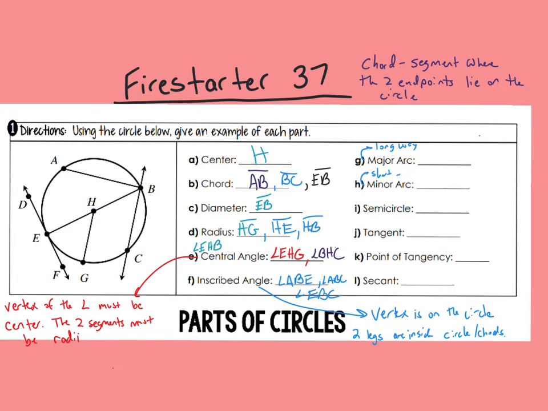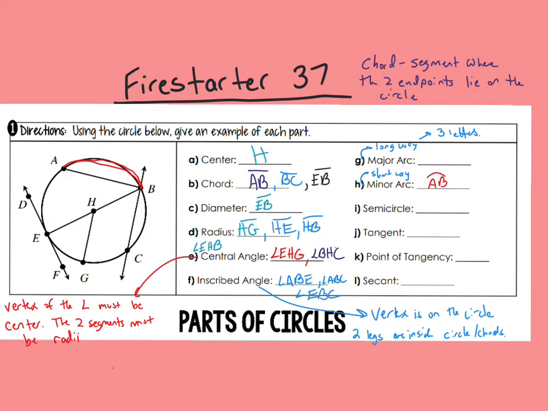Now, usually, if possible, with a major arc, you're going to use 3 letters. That's going to tell you the long way. With the minor arc, usually, if possible, you're going to use 2. So for example, I'm going to pick A to B. A to B is the shortest way to get from A to B on the circle. So that would be a minor arc. So we're going to say AB, and you put this little arc symbol over it.